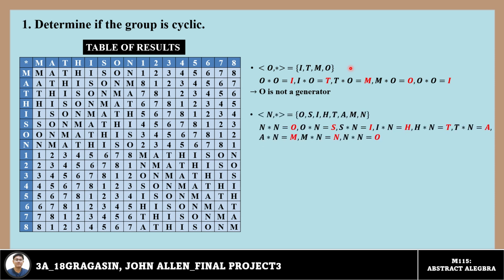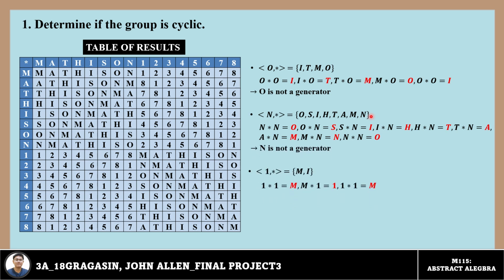Next, we have the element N. So, by operating, we have N star N, we have O, and then O star N, we have S, and then S star N, we have I, and then I star N, we have H, and then H star N, we have T, and then T star N, we have A, and then A star N, we have M, and then M star N, we have N, and then N star N, we have O. As you can see here, the resulting elements are only O, S, I, H, T, A, M, N, and it doesn't generate the entire set G. Therefore, N is not a generator.